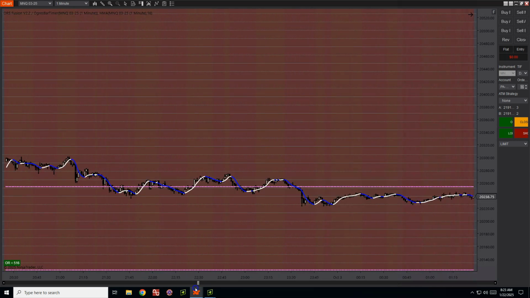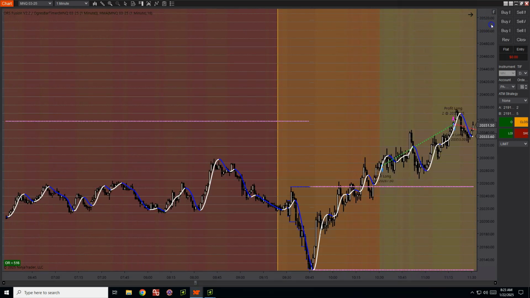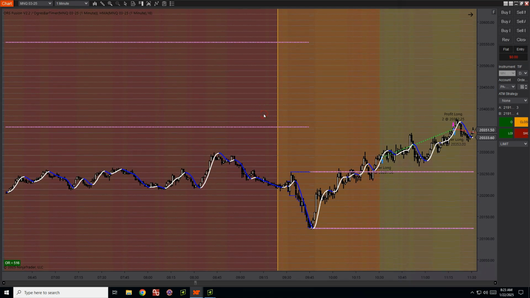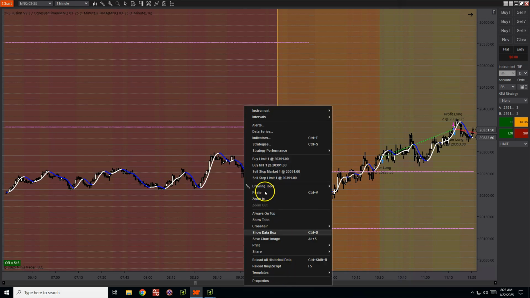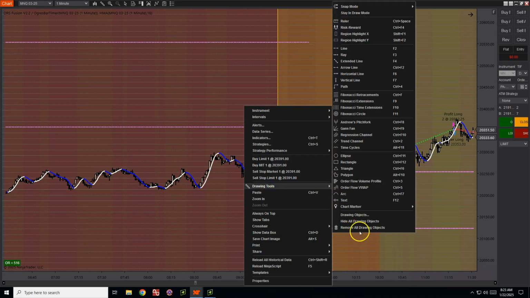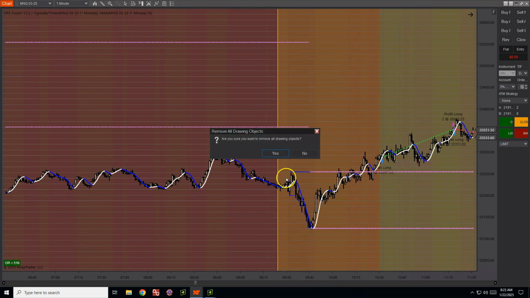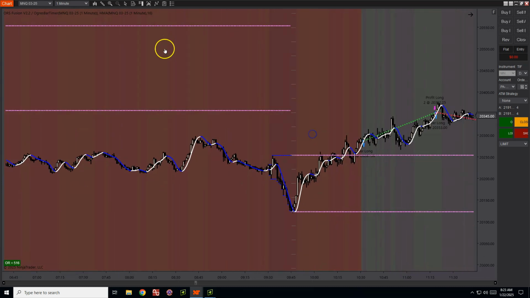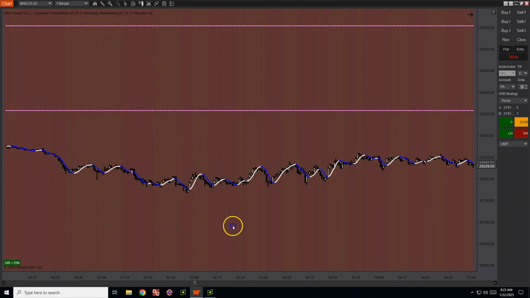There it is. All right, so let's talk about this day. Let's clear all of our drawing tools. Drawing tools, remove all. Now you can already tell how much bigger. This day over here was probably so big that we weren't even going to trade it. 786 ticks. Too big to trade. Let's look at that day actually.